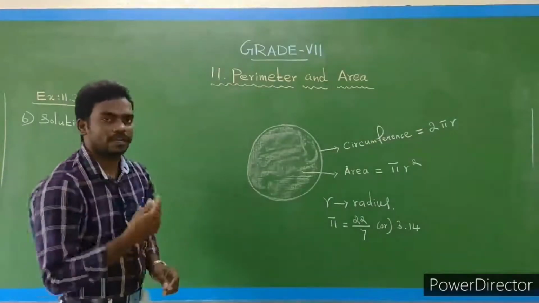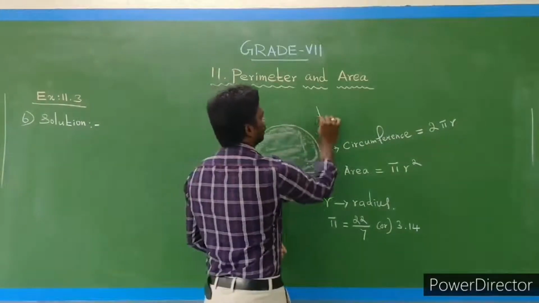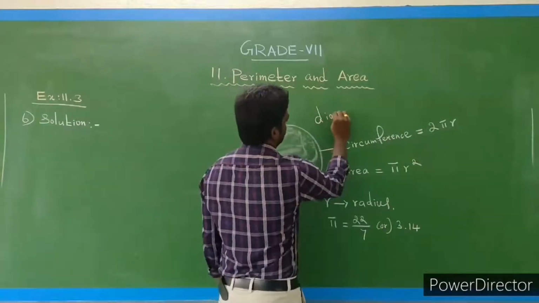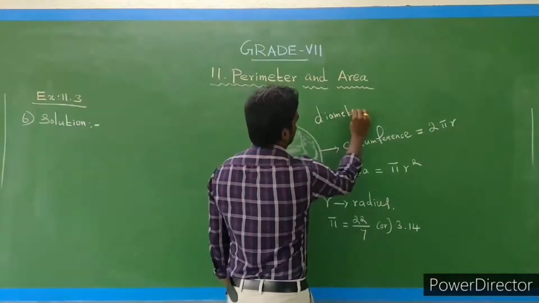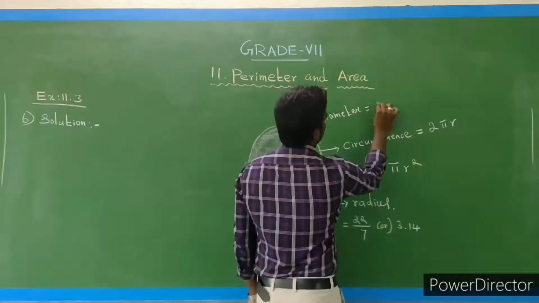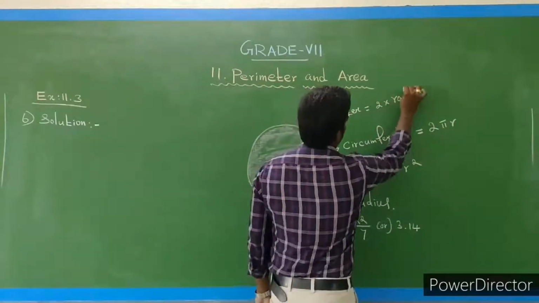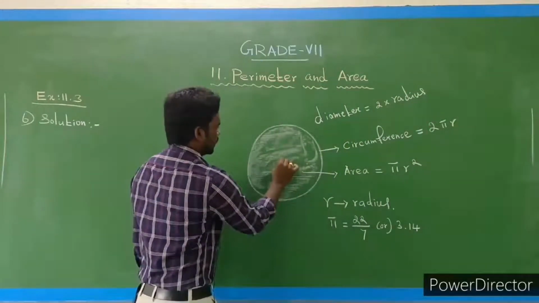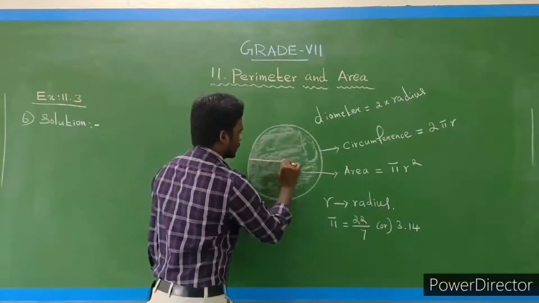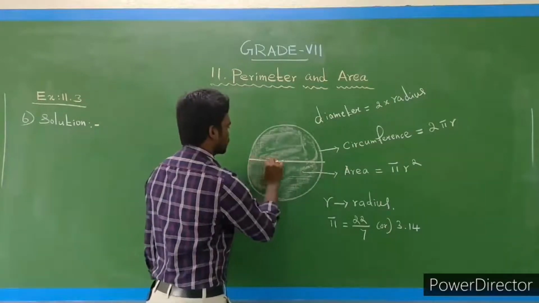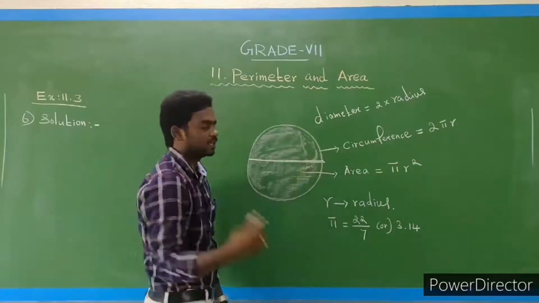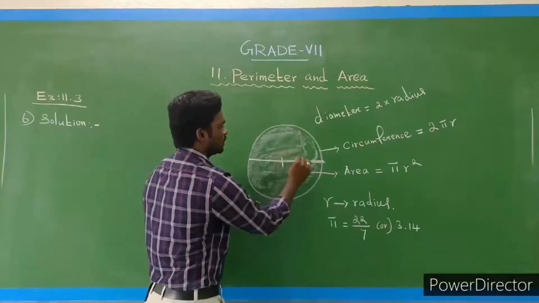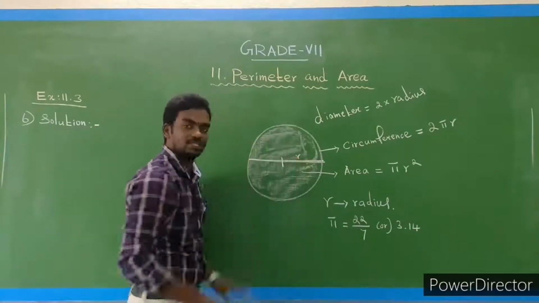And what is meant by diameter? Diameter is 2 times r, equal to 2 into radius. That means the line segment passing through the center of the circle is called diameter, and half of the diameter is called the radius of the circle.